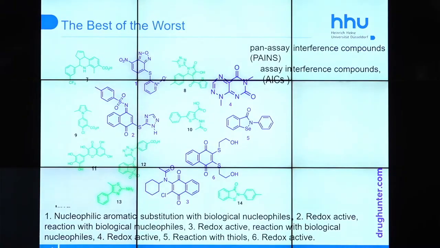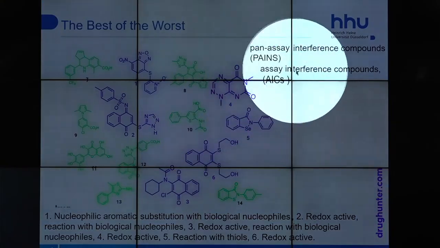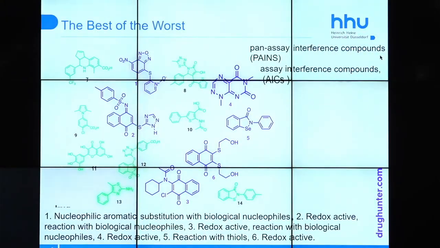Just to mention very few aspects of the Tuesday lecture. They were mostly on metabolites and metabolic structures and the different ADME properties. And here you see some compounds which have really worse ADME properties, and they have some oxidative redox activity, some Michael acceptor properties, and so on. So these are typical compounds which are called PAINs. PAINs means pan-assay interference compounds, and they interact with everything.